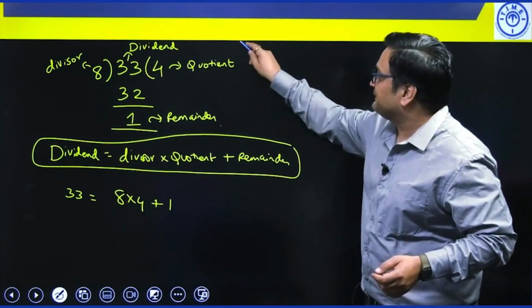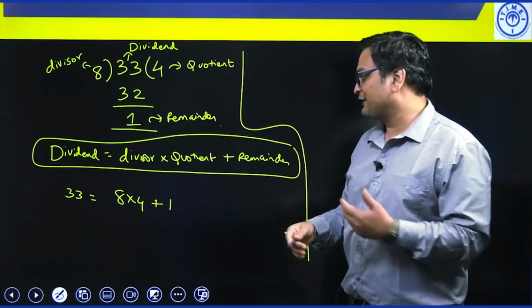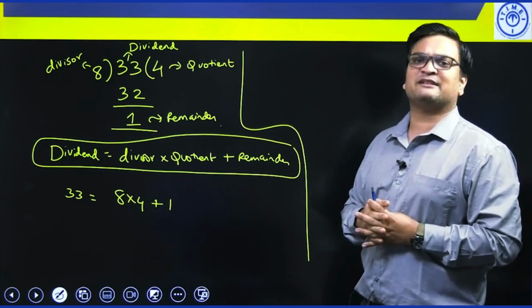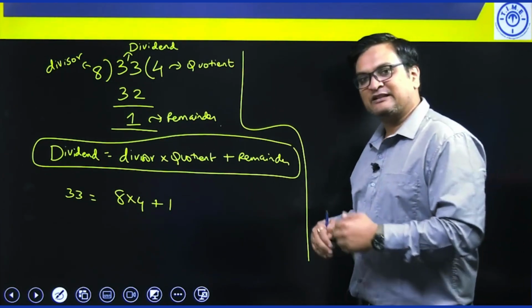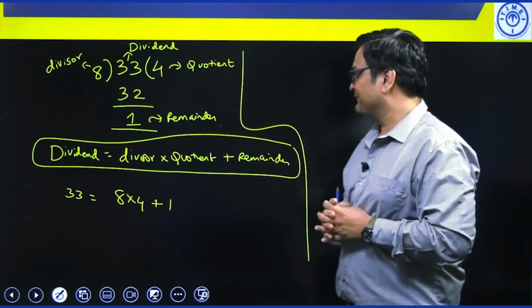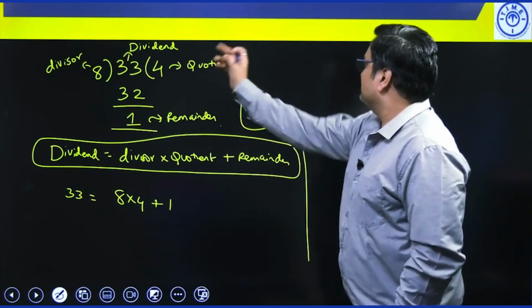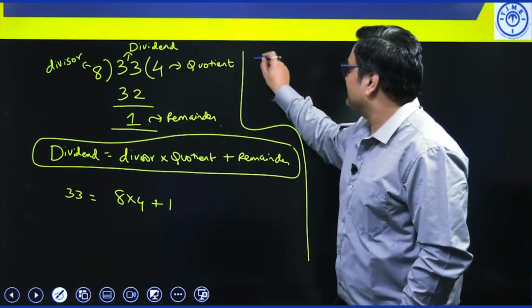Now there are some properties that we have for the quotient and the remainder. Let us try to study them at some depth, and then we will see how we make use of these properties in this session and future sessions also. So let us start with the properties.